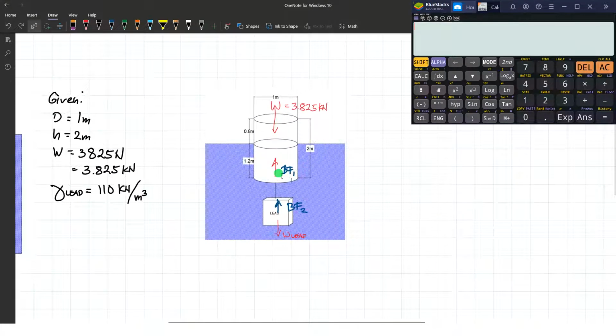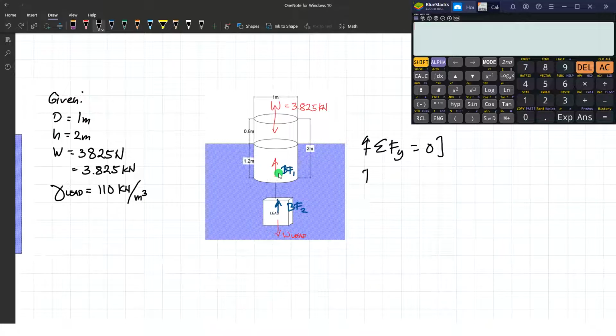Let's determine first the buoyant forces based on the figure. Because if we're going to take the sum of all the forces along the vertical, upward positive, we have here buoyant force 1 plus buoyant force 2 minus weight of the cylinder, and to be subtracted by weight of the lead equals 0. Okay, so let's compute separately the buoyant forces first.